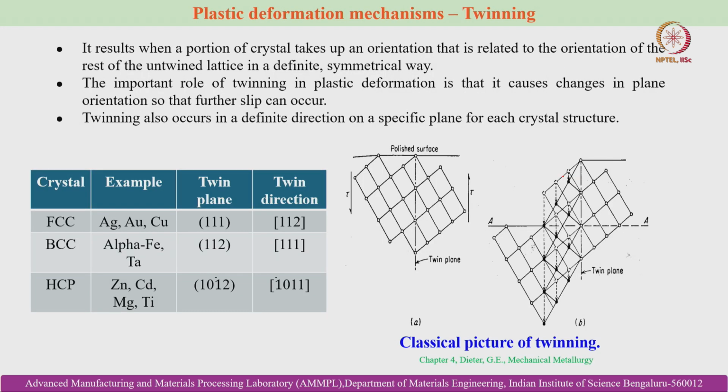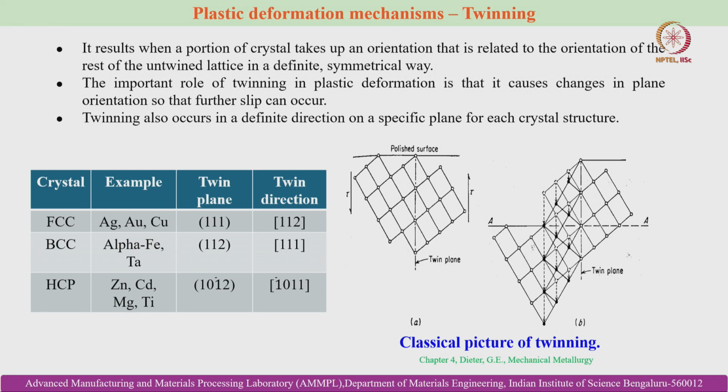Okay. So, the next plastic deformation mechanism is twinning. It results when a portion of a crystal takes up an orientation that is related to the orientation of the rest of the untwinned lattice in a definite symmetrical way. The important role of twinning in plastic deformation is that it causes changes in plane orientation, so that further slip can occur. So basically the role of twinning is to promote plastic deformation, because it allows the change in plane orientation, so further slip, that means further glide of dislocations. This is how it facilitates plastic deformation.